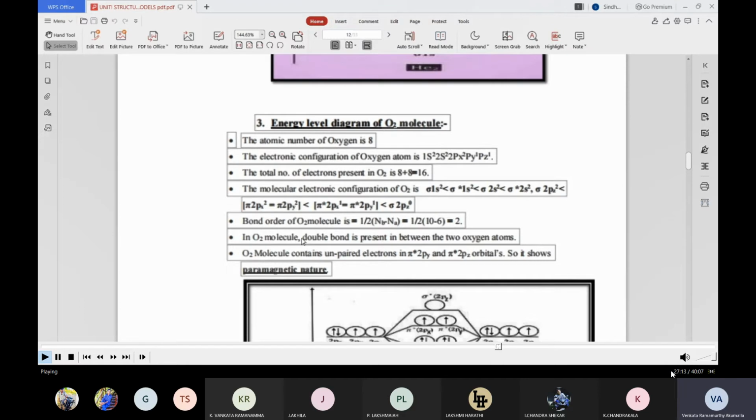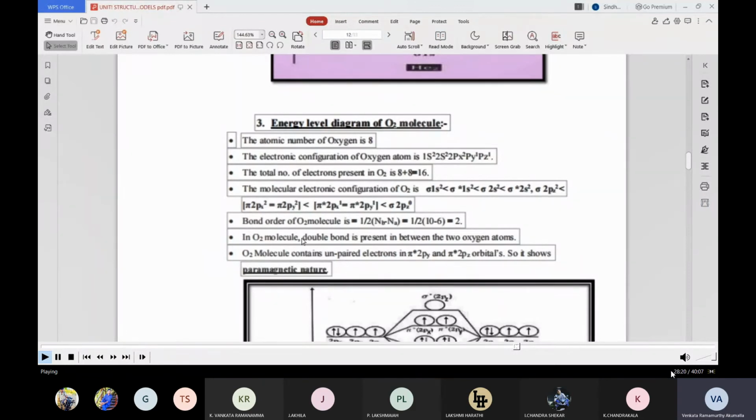So the total number of electrons present in the oxygen molecule, not atom, is 8 plus 8, which is equal to 16, because the oxygen molecule is a combination of 2 oxygen atoms. The molecular electronic configuration of oxygen is sigma 1s2 less than sigma star 1s2 less than sigma 2s2 less than sigma star 2s2, sigma 2pz2 less than pi 2px2 equal to pi 2py2 less than pi star 2px1 equal to pi star 2py1 less than sigma star 2pz0. Zero means no electrons in sigma 2pz.